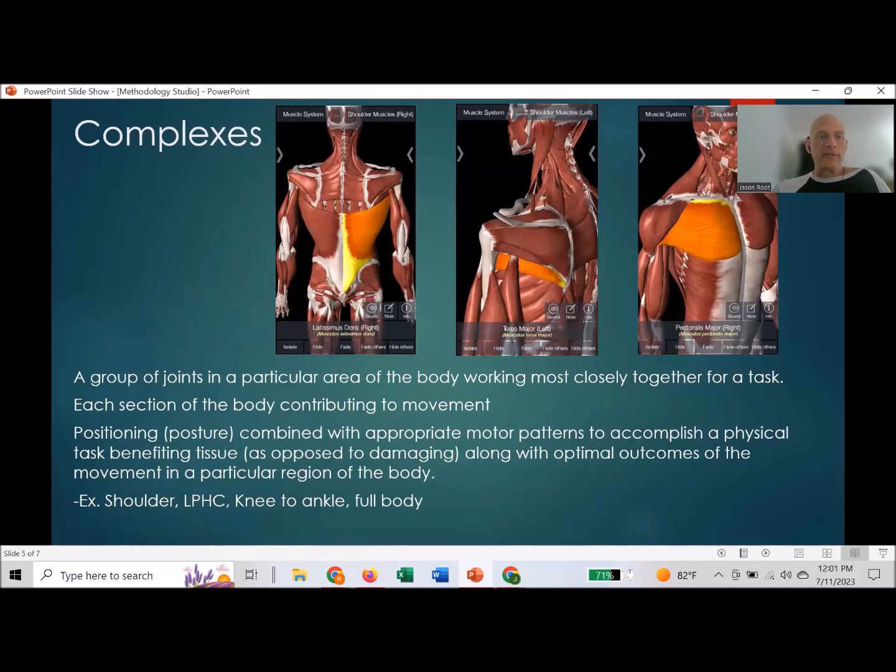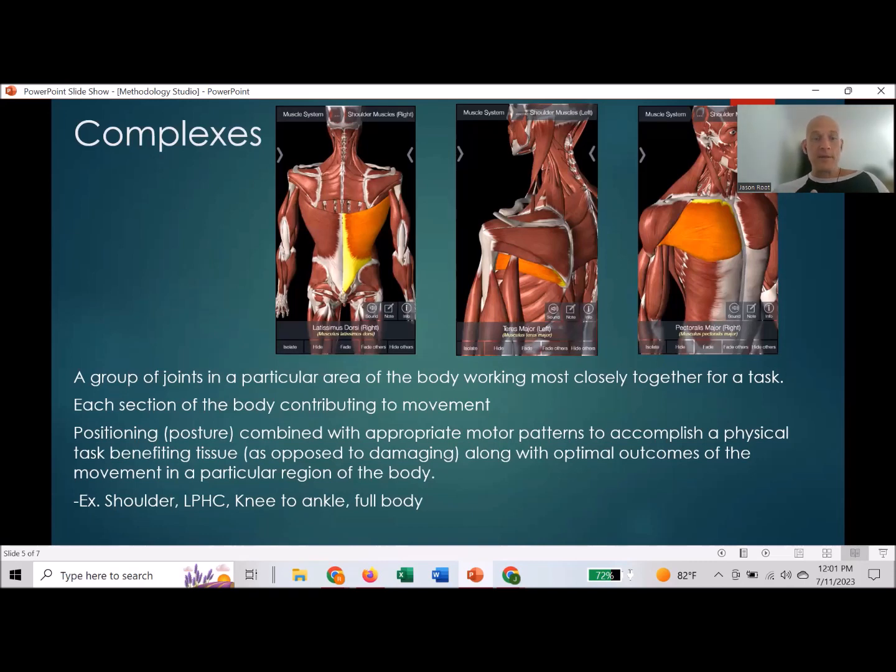So what are complexes? Well, a complex is a group of joints in a particular area of the body working most closely together for a task. I've used the shoulder in this one. These highlighted muscles are what cross over the joints, but the complex is the joints. So the joints in the shoulder complex are the thoracic spine, the shoulder girdle, and the shoulder joint itself. You don't have to remember all these.